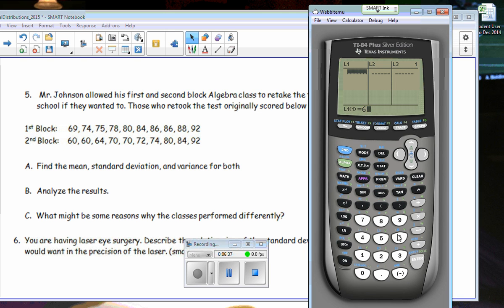And then we'll put block 1 in here. Am I going to be sorting my data? Well, they're already sorted for us if I look at it. But I don't even need it sorted because I'm not worried about the median or the middle.